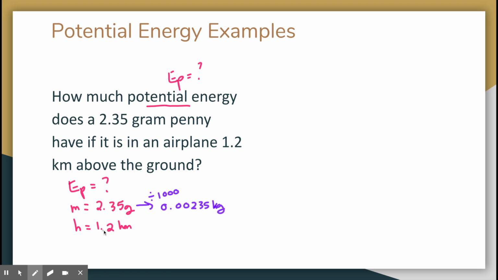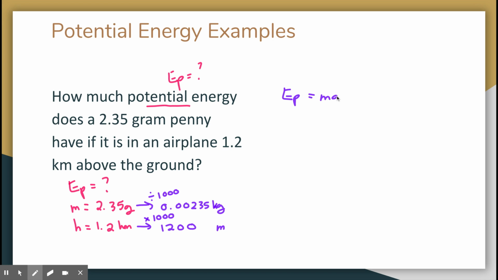Now kilometers needs to actually be in meters. And because kilometers is much larger than meters, it means I'm going to end up with quite a few meters in a kilometer. So I'm going to times by 1,000 because kilo means 1,000. So I should get 1,200 meters. Okay. So now I write my formula.